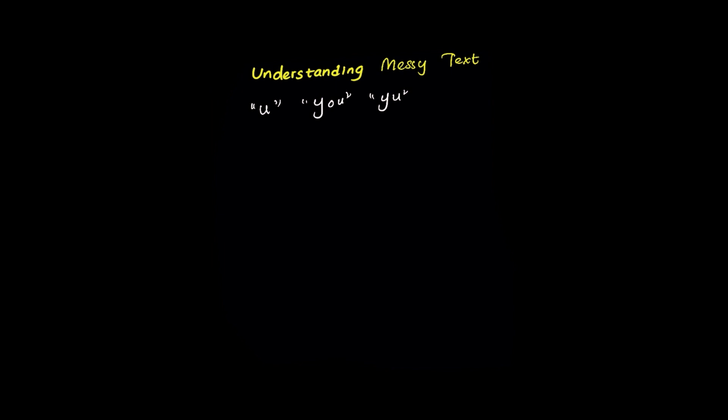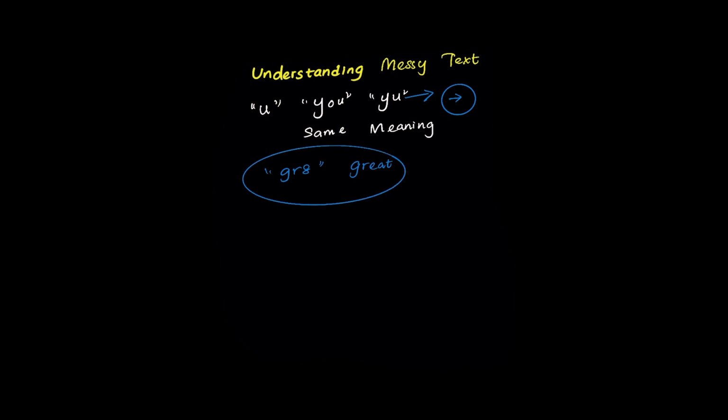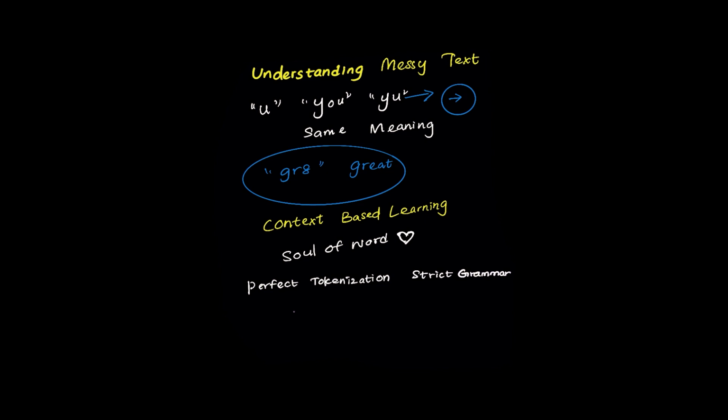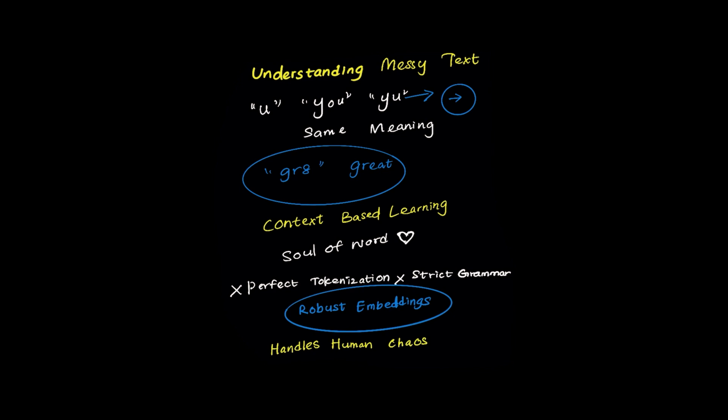Word embeddings capture semantic meaning in dense vectors, understanding that variations of "you" all represent the same concept despite different spellings. These embeddings learn from context, recognizing that "gr8" means great because they appear in similar sentence positions. Think of embeddings as understanding the soul of words rather than their exact spelling. Perfect tokenization would break on non-standard text, strict grammar would reject casual messages, and exact pattern matching fails on any variation. Robust embeddings handle the beautiful chaos of human communication, understanding intent despite imperfect expression.